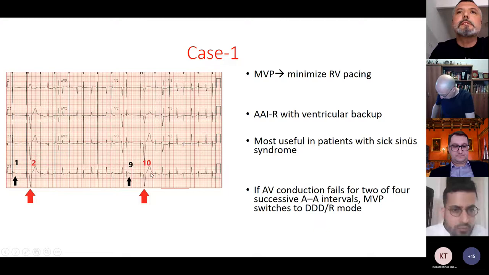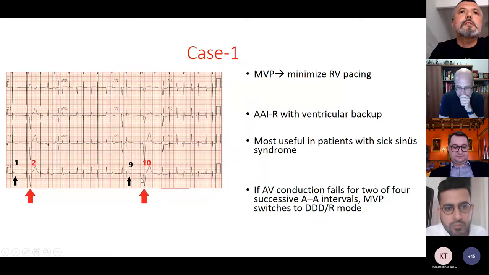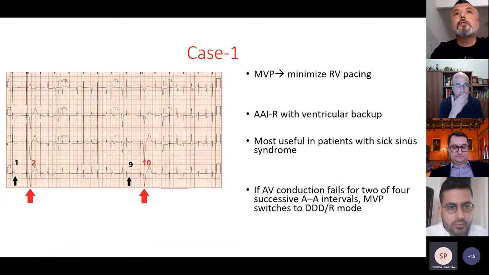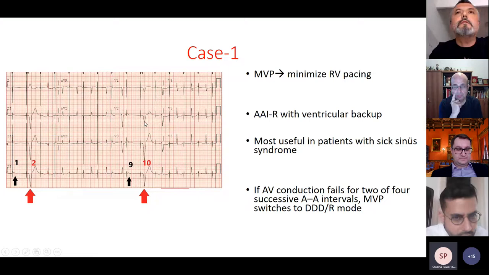If AV conduction fails for two or four successive AA intervals, MVP switches to DDDR mode. But in our patient, there is no mode switch because AV conduction failure occurs only for one beat, so the pacemaker remains in AAI mode. So as a result, this is not a pacemaker malfunction. This is due to MVP mode characteristics.